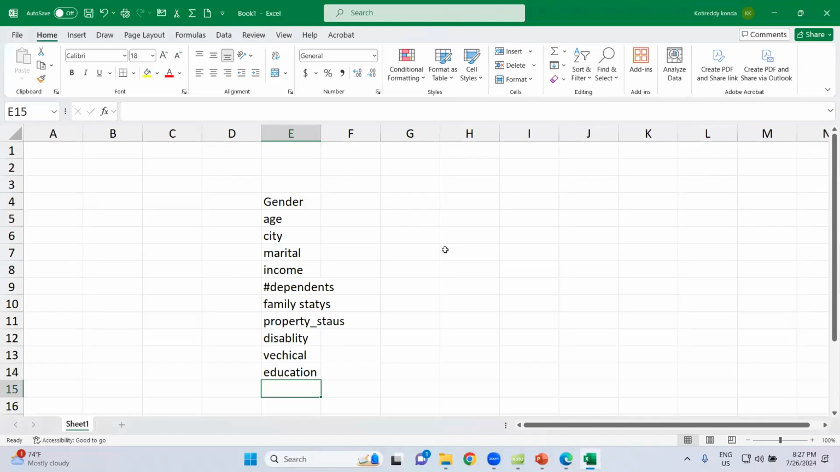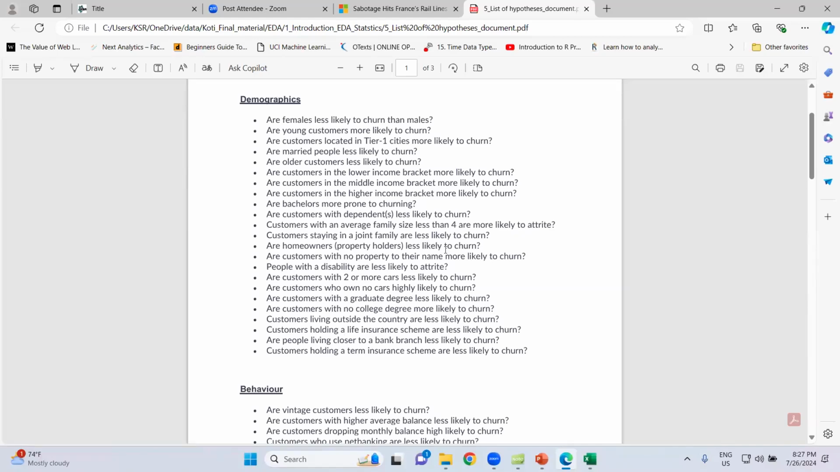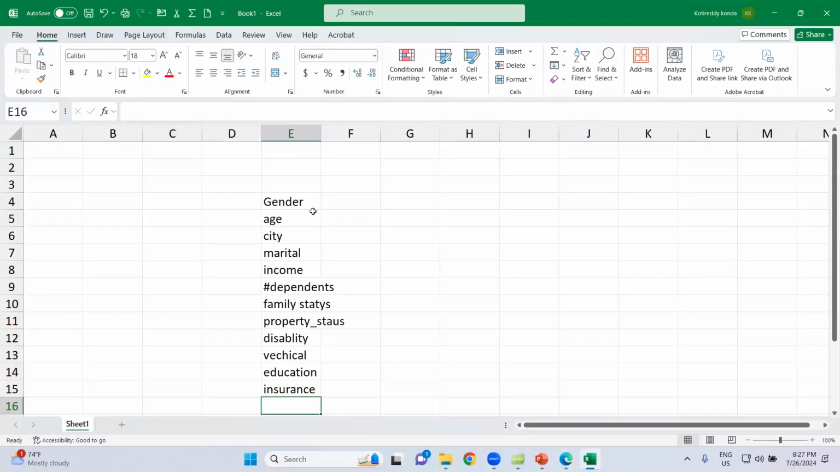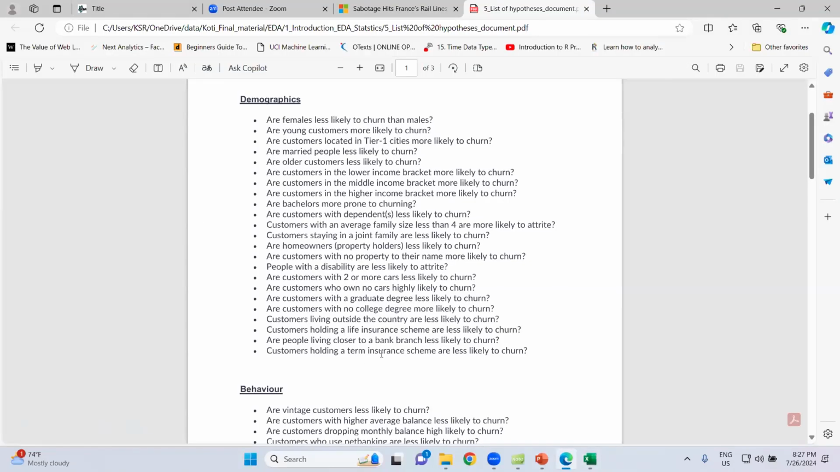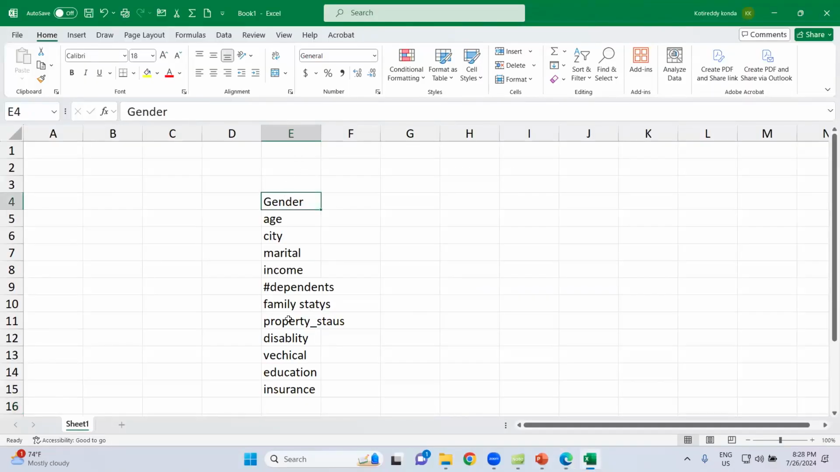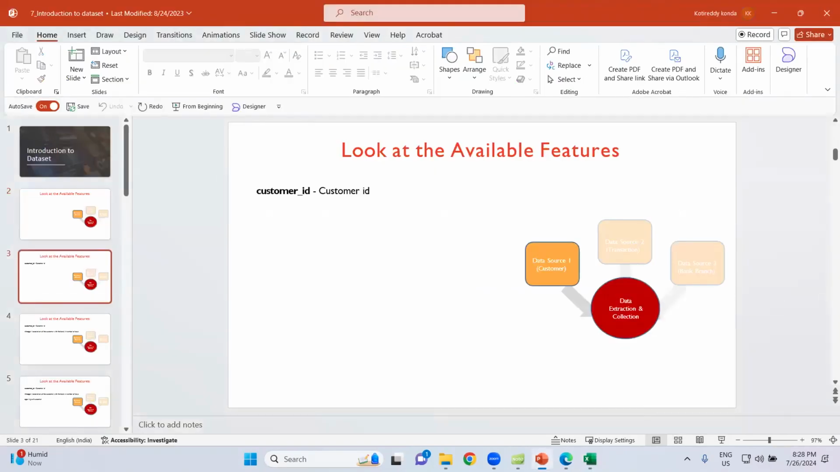Current country. Maybe let's say we're focusing on India only, right? Forget about that. Customer life insurance. Do you have any insurance? Closer to the bank. Again, location. Customer holding a term insurance. Again, insurance. These are the factors we have asked. These are the questions we have asked. These are the data we require. But in reality, are they going to give all the information? Let's see. Maybe, may not be. For example, let's see what information they're giving.